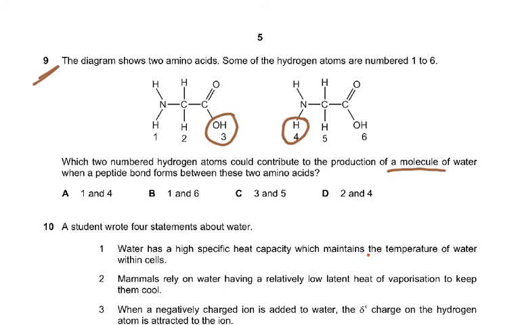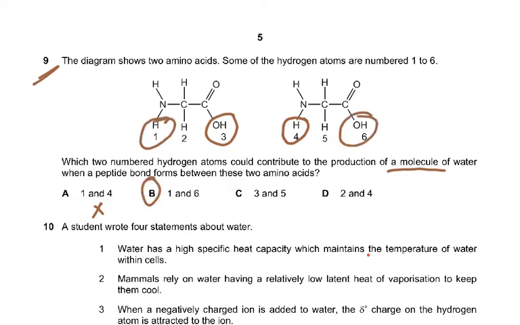So what other choices do we have? We have 1 and 4. Well, that's wrong. Because 1 is here and this NH is again of the amino group. No, it can't be that. So then B, 1 and 6. Yes, that is possible. It can be between 1 and 6. So that is the answer to this.